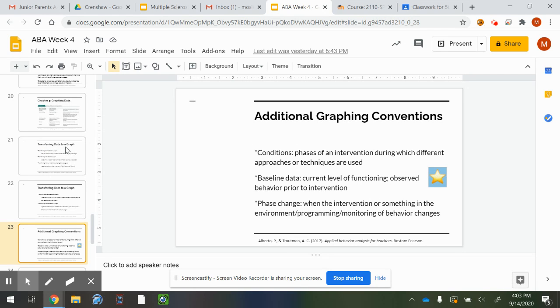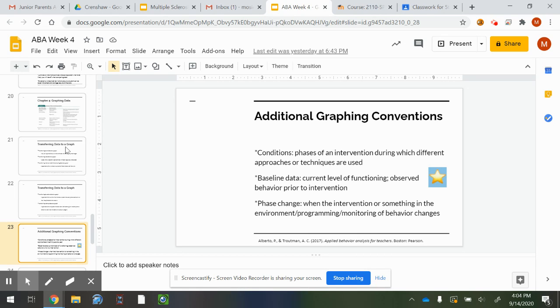So some additional graphing conventions, just some terminology that you need to know. Notice this is starred. The first term is conditions. So when we talk about conditions, it's phases of an intervention during which different approaches or techniques are used. We talked about conditions when we talked about behavioral observations. So there are conditions when we talk about progress monitoring as well.